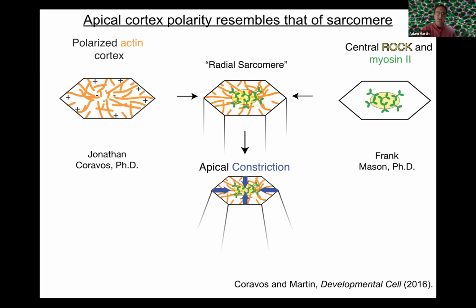So this organization is remarkably like a sarcomere, except it's radially arranged around the signaling center.